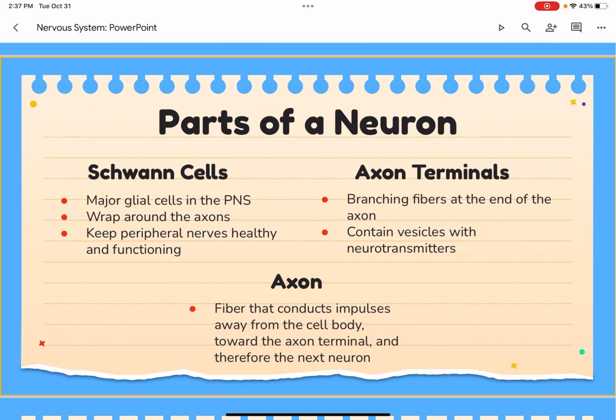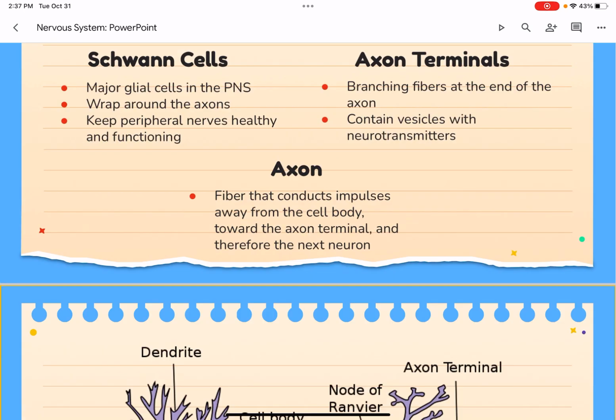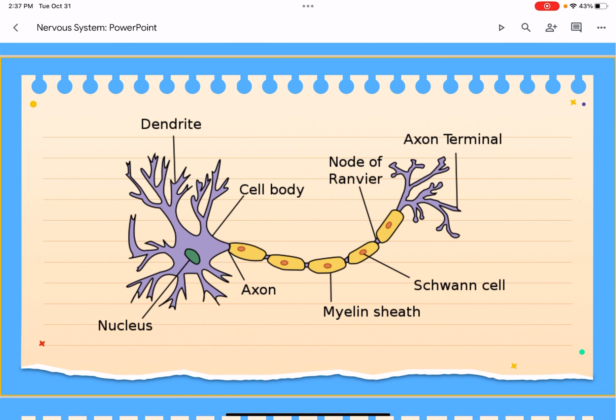Axons of many neurons of the peripheral nervous system have two covers, an inner myelin sheath and an outer neurolemma. Both coverings are formed by support cells known as Schwann cells. The neurolemma is important in growth of neurons and in the repair of injured neurons. Myelin, a fatty white substance, speeds the conduction of nerve impulses. So this here is a picture of a neuron, and you can see the different parts that we just discussed.